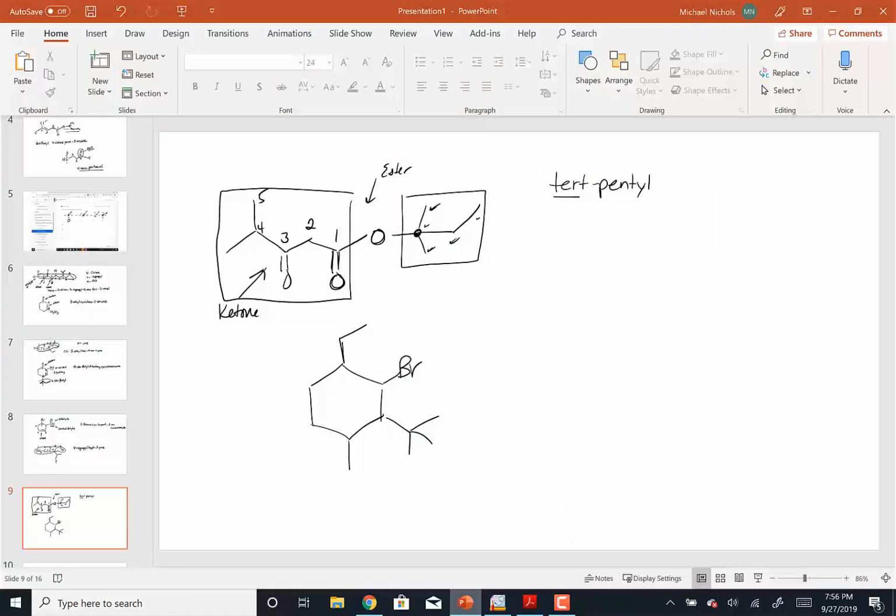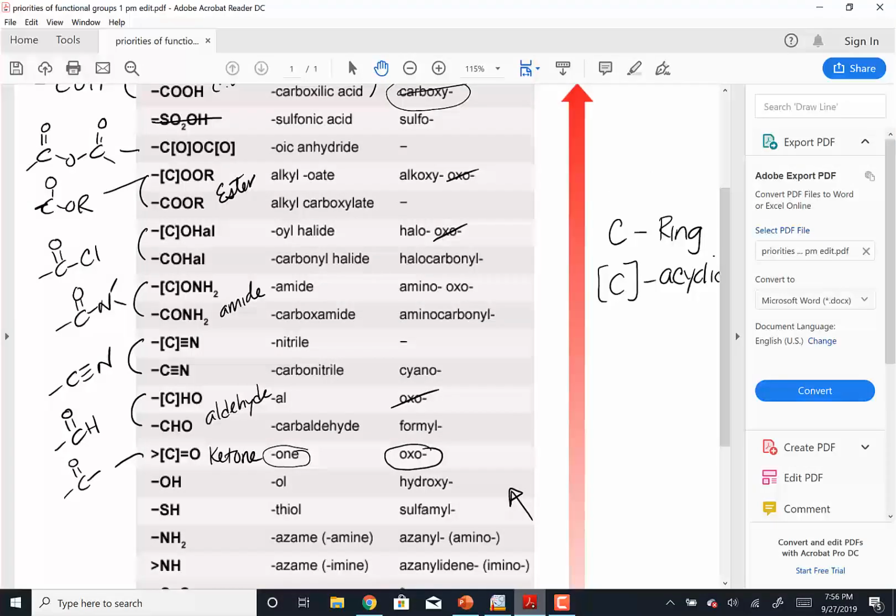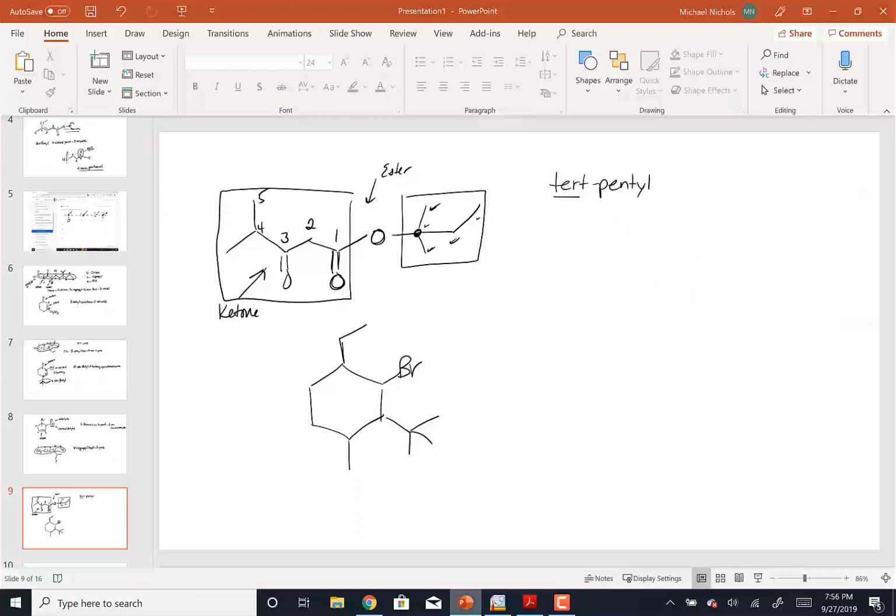So we have a ketone. Now remember, we have a ketone that is not the highest group, and so therefore, if we look at the chart, when a ketone is not the highest priority group, it becomes an oxo group. And so we have here a 3-oxo substituent. We also over here have a 4-methyl substituent. So we have a 4-methyl, 3-oxo, and then we have our 5-carbon chain.